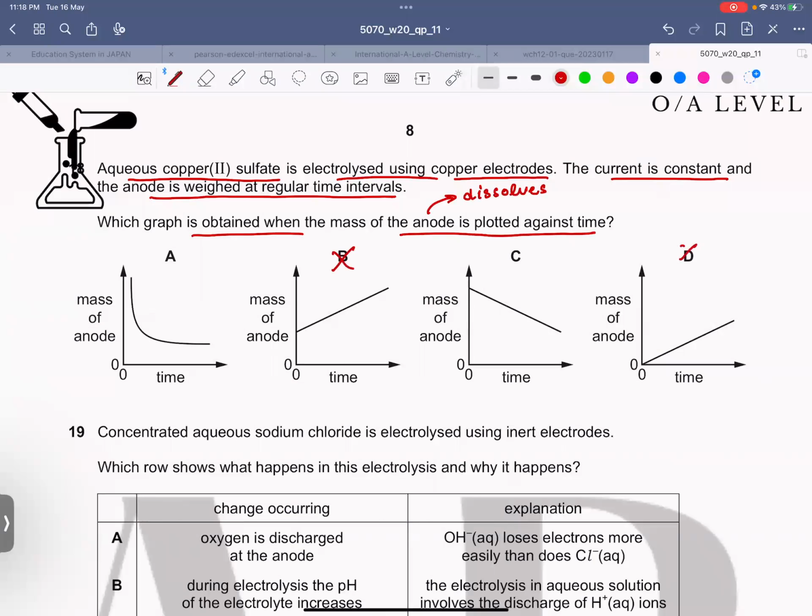So B and D are wrong. That makes C the correct one. A is also wrong, because it doesn't decrease very rapidly. It decreases gradually. So C is the correct answer. Is this understandable to everyone? Yes.